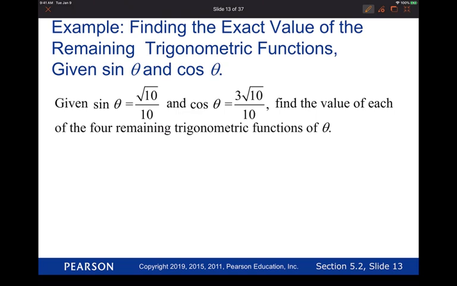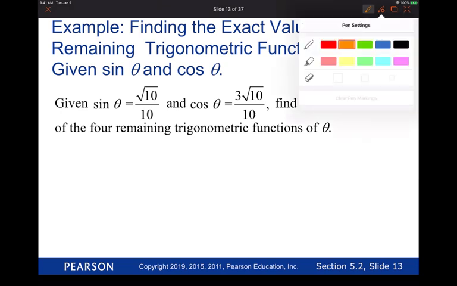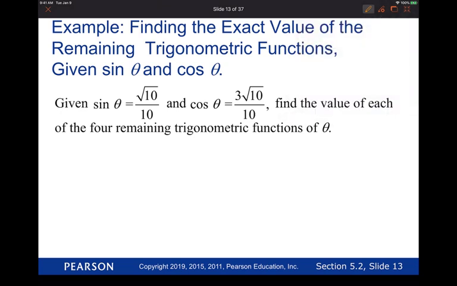Okay. So now, given these 2 trig functions, sine and cosine, which one could we quickly go ahead and find? Tan, right? So tan of theta, what was tan again? We just said that tan is sine of theta over cosine theta. So in this case, that's going to be what over what? Radical 10 over 10, divided by 3 radical 10 over 10.